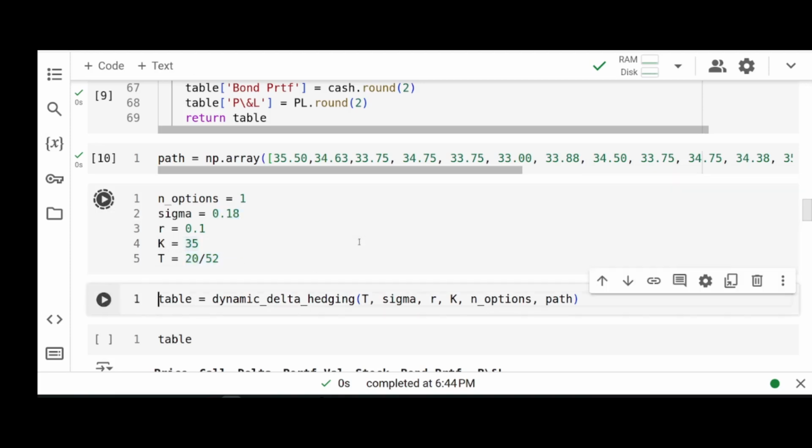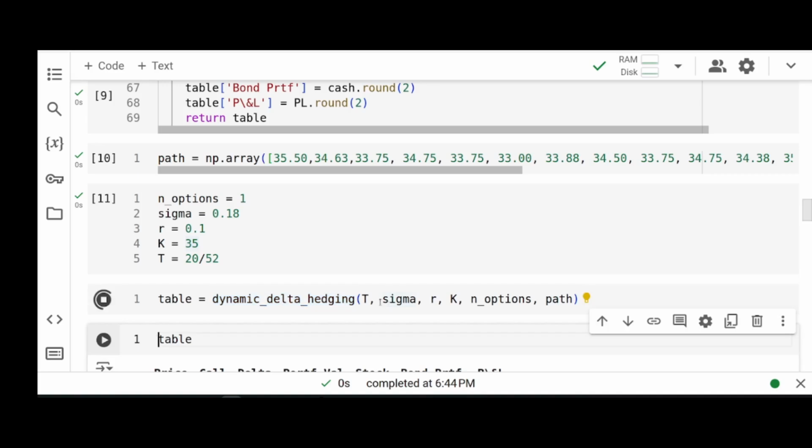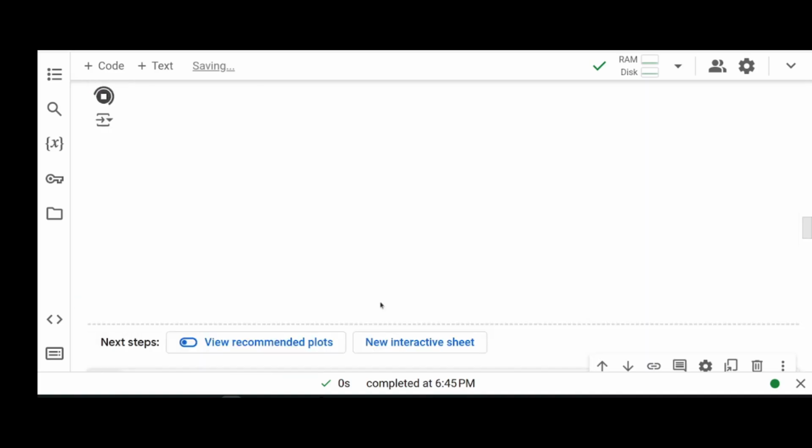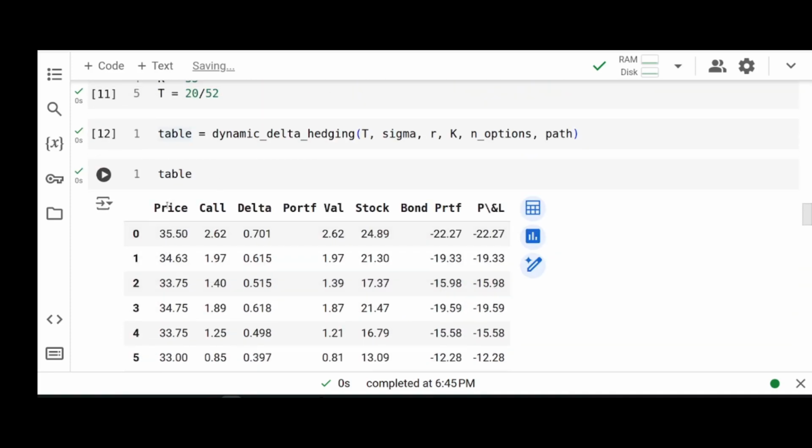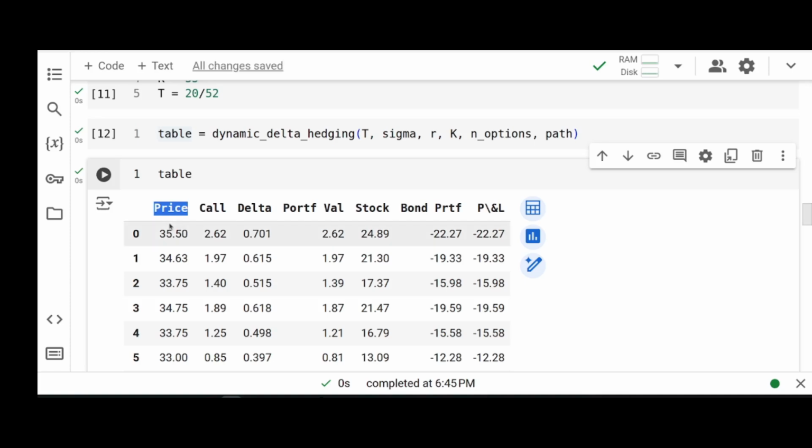So we call the function dynamical delta hedging here by inserting the necessary parameters. So you will get a table. So what is the table? It looks like this, you see. This is the table for the price, meaning the path, the possible stock price. This is when the price of the stock changes, the price of the call option also changes. So this is the price of the call option at the inception.